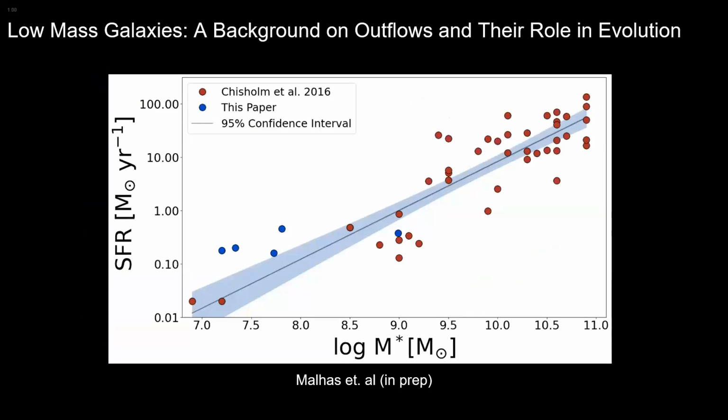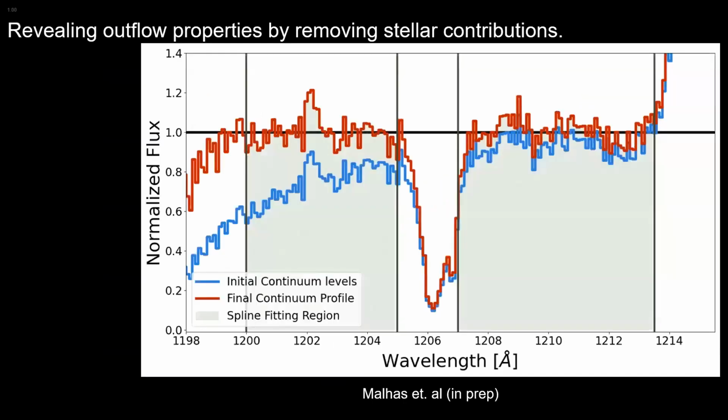John has two really low mass galaxies, but he was unable to determine many of the outflow parameters that we're interested in because we needed more sensitivity than the Cosmic Origins Spectrograph affords us. So let's talk about how we actually go from the spectra to these outflow parameters like velocity.